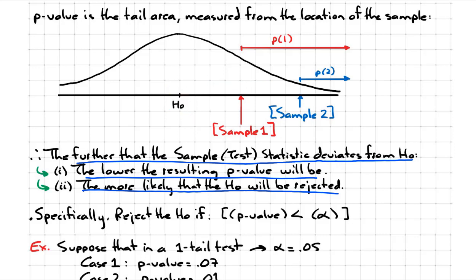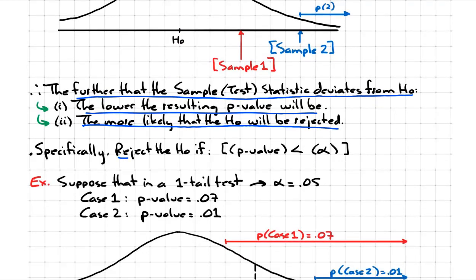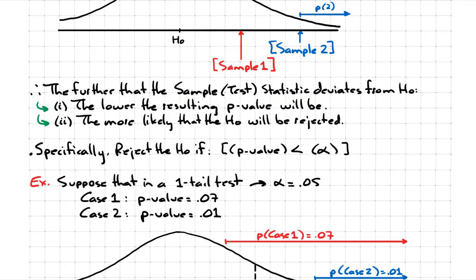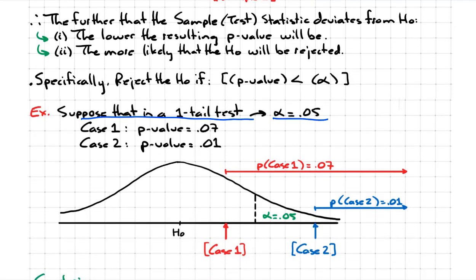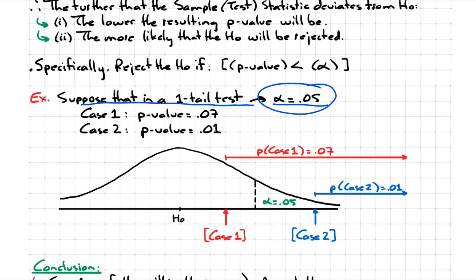Now specifically, we reject the null if the p-value is less than the level of significance. And let's do an illustration to see how this plays out. Suppose that in a one-tail test, the level of significance is 5%. So what the level of significance does, ladies and gentlemen, is that it forms the goalpost. So there it is, level of significance. It forms the goalpost for the entire null acceptance range. So that's it. Level of significance tells you where the goalpost is.